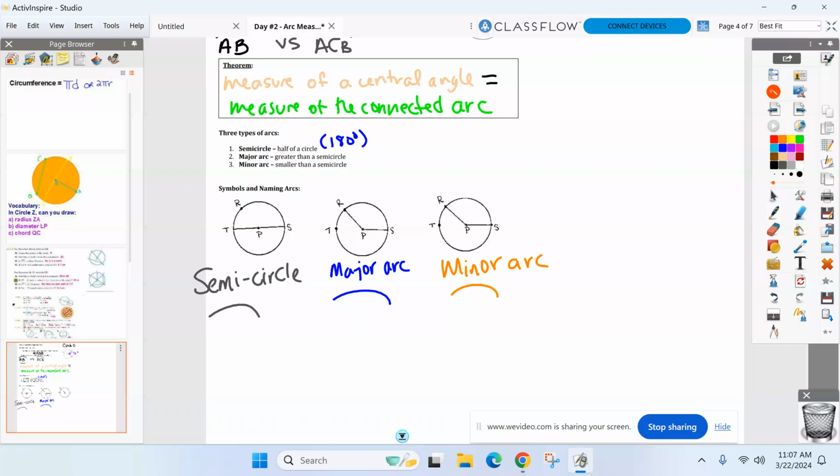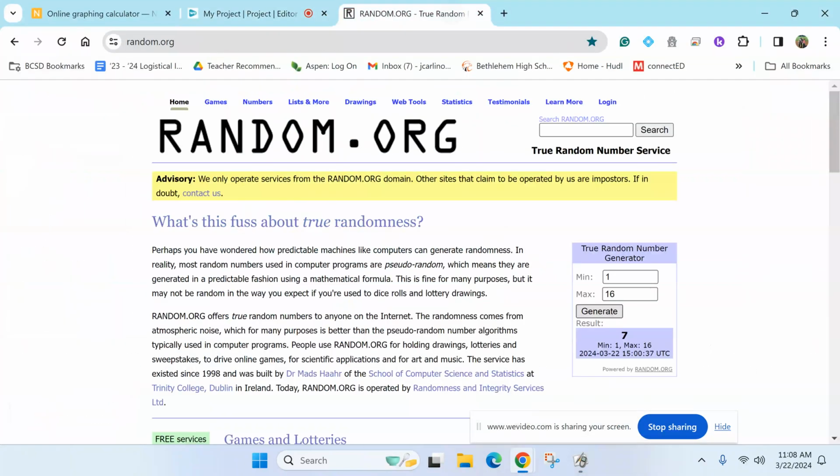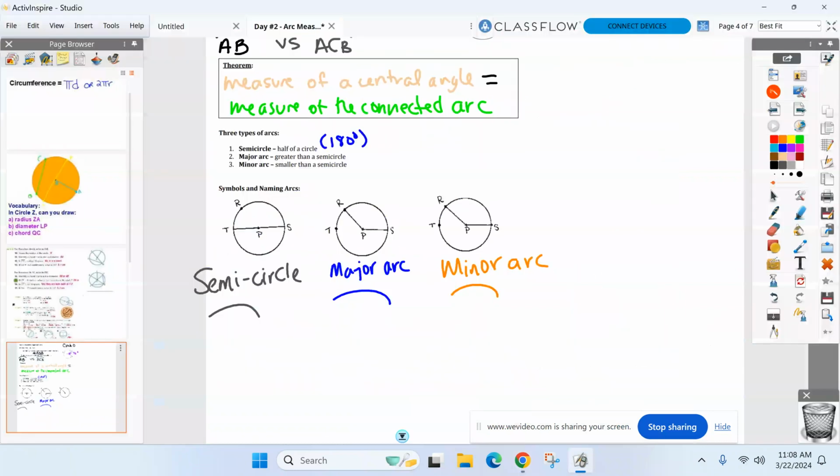Semi, a major, a minor. All right, here we go. Semicircle for me. Give me a semicircle. Gianna: semicircle, TRS, I like it. If anybody had TS going this way or ST, that's fine too.